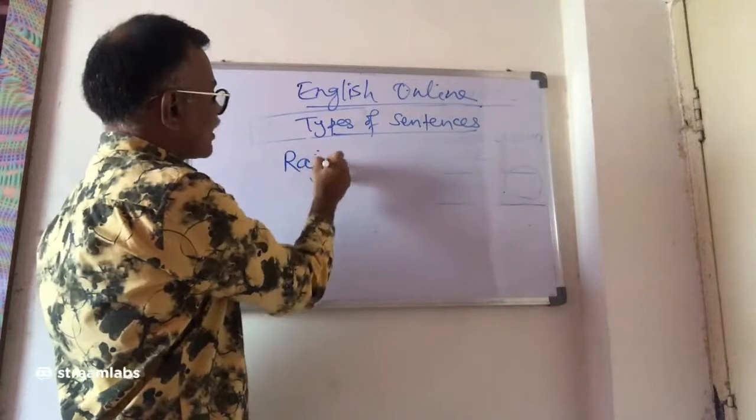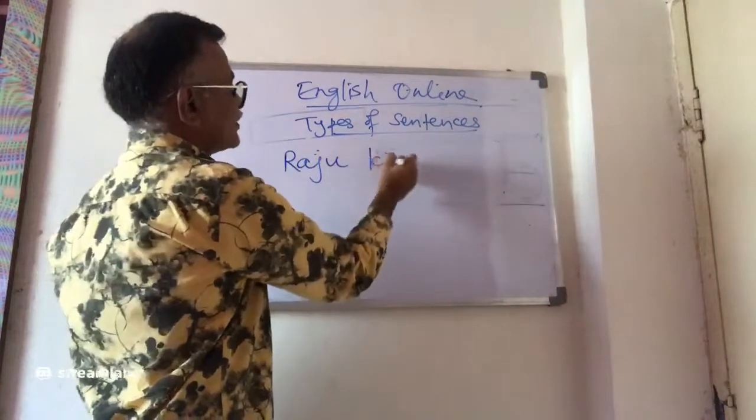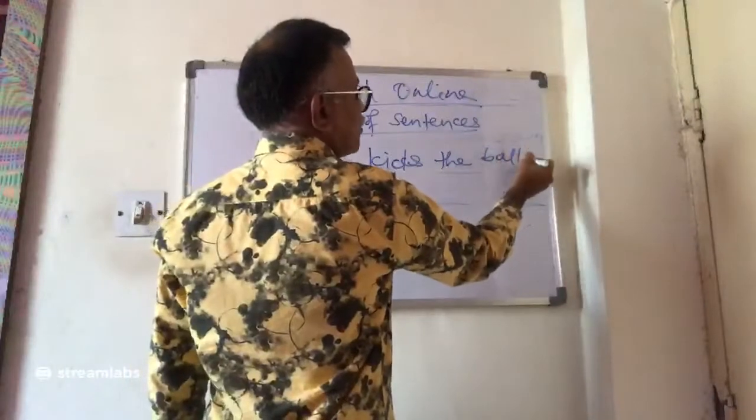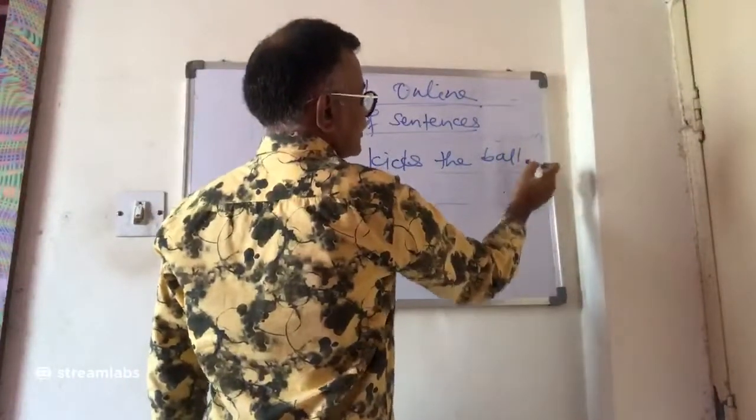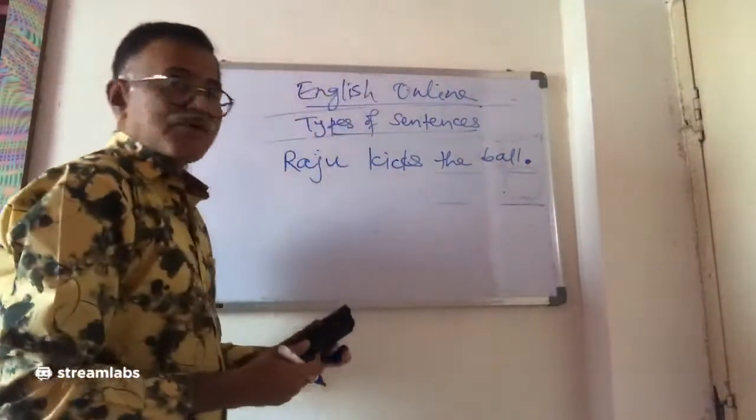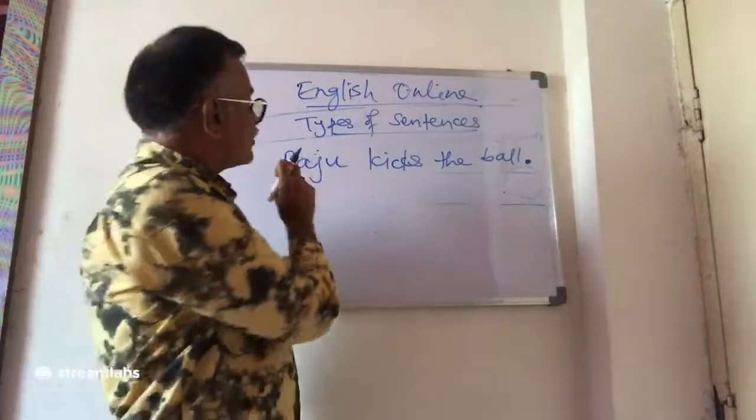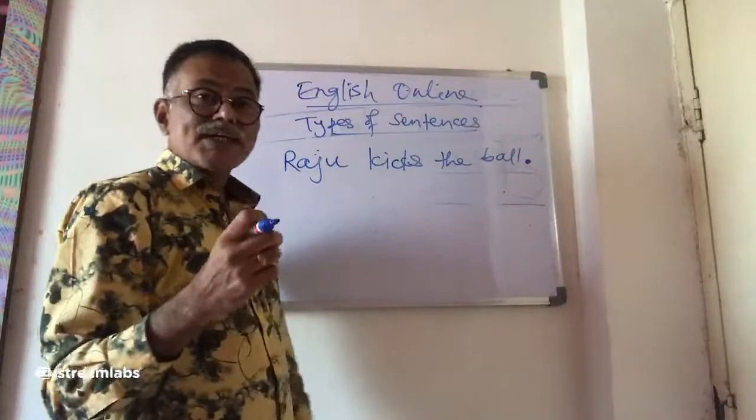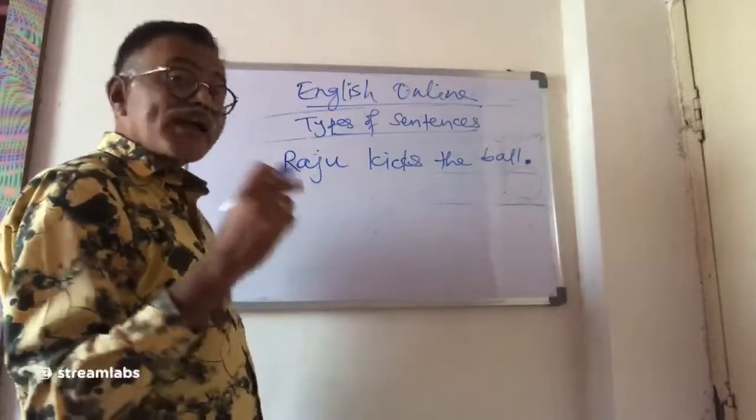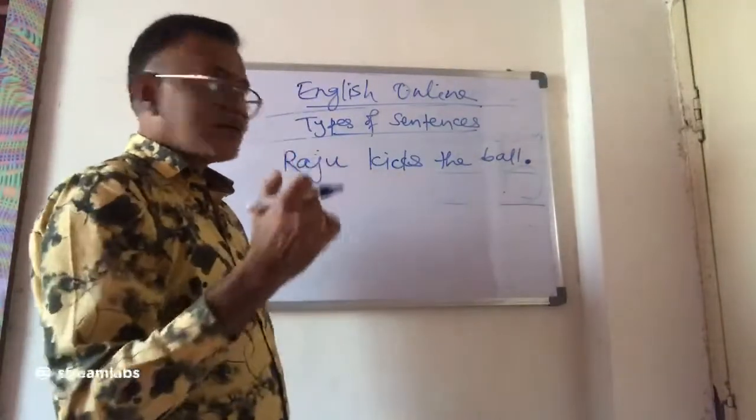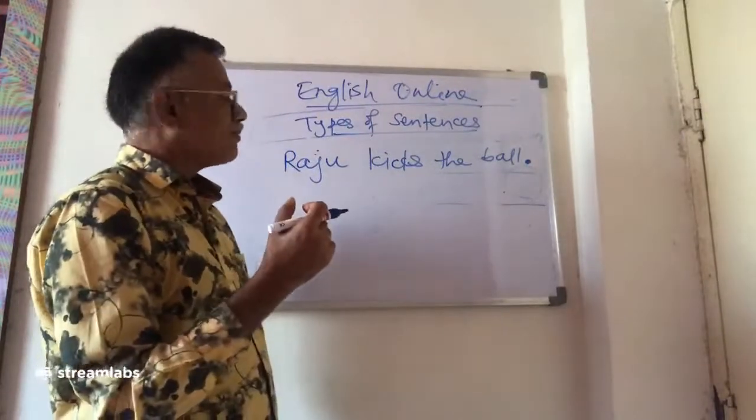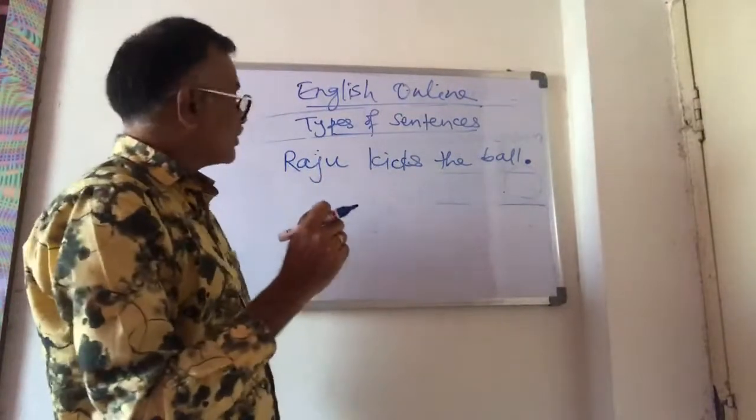Just for example, Raju kicks the ball, and we put a full stop here. So this is a sentence. We get complete meaning out of these 3 or 4 words. Whatever the speaker intends to speak here, whatever his meaning is, we can grasp immediately with the help of this structure which we call a sentence.